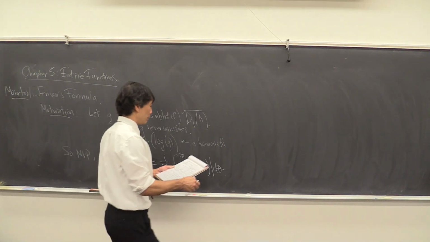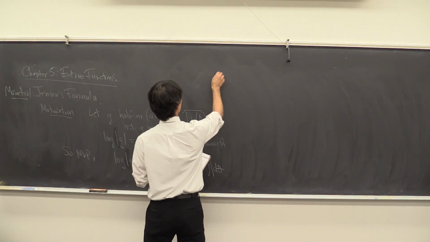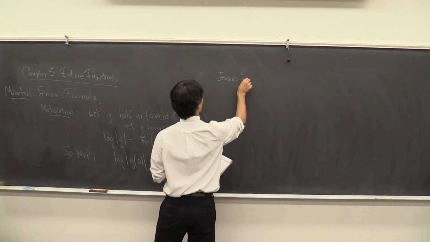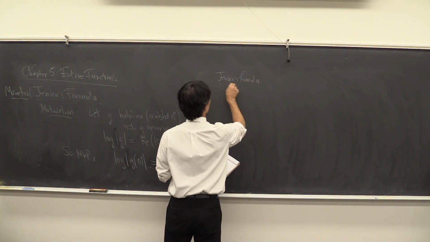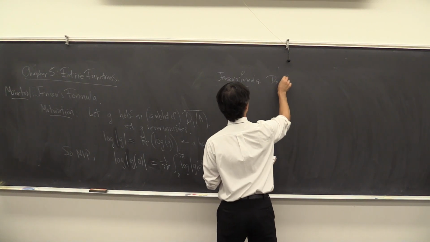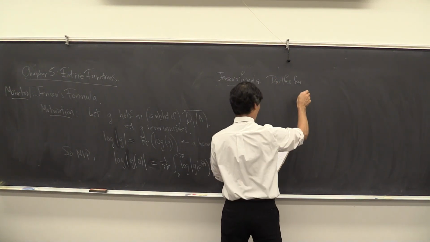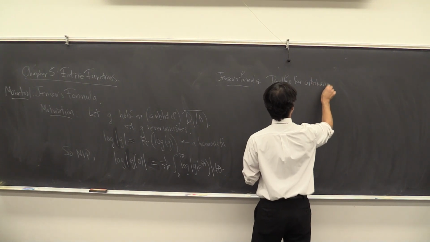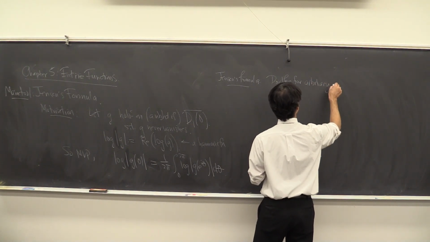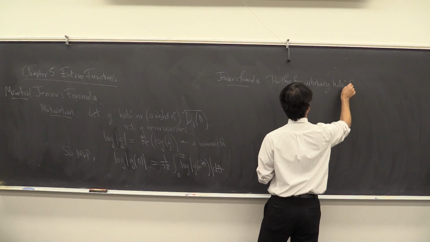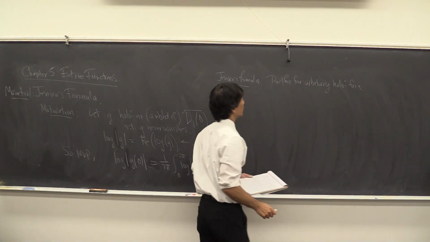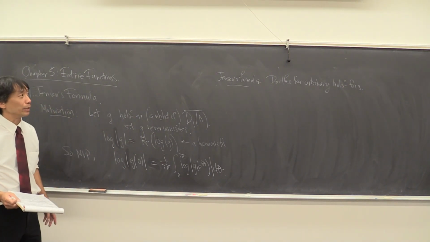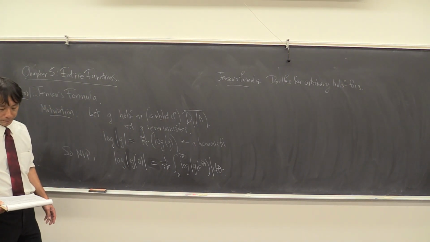Okay. So Jensen's formula. The idea for Jensen's formula is basically to do this for arbitrary holomorphic functions. Can we come up with such a formula for arbitrary holomorphic functions?